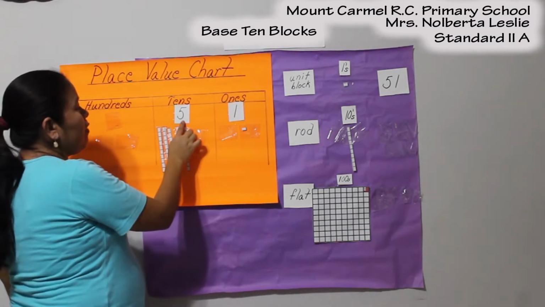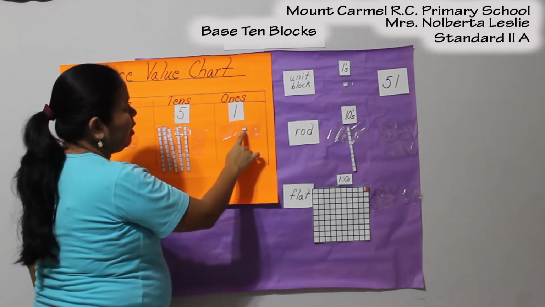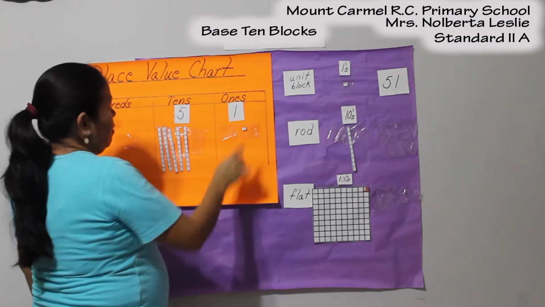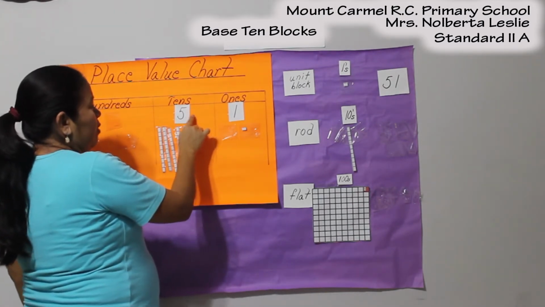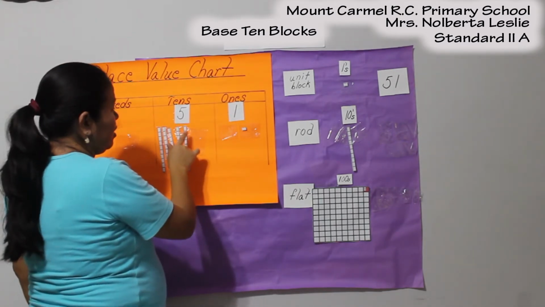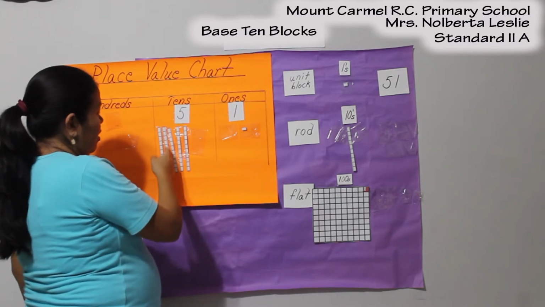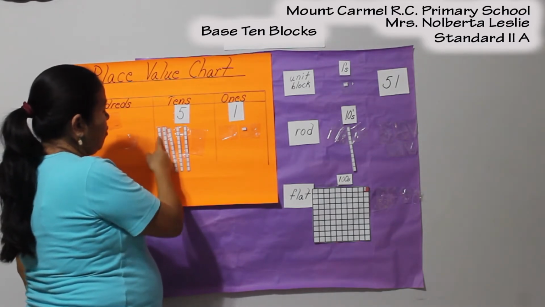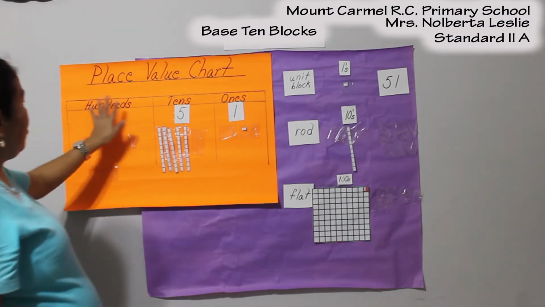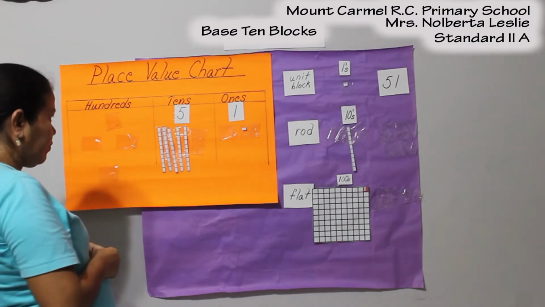So the number 51, how many ones? 1. So I represent that with a base 10 block as 1 unit block. I look at the tens value. The number is 5. So how many rods am I going to be needing here? We said 5. 5 groups of 10. 1, 2, 3, 4, 5. Notice for this one we don't have any in the place value of hundreds.